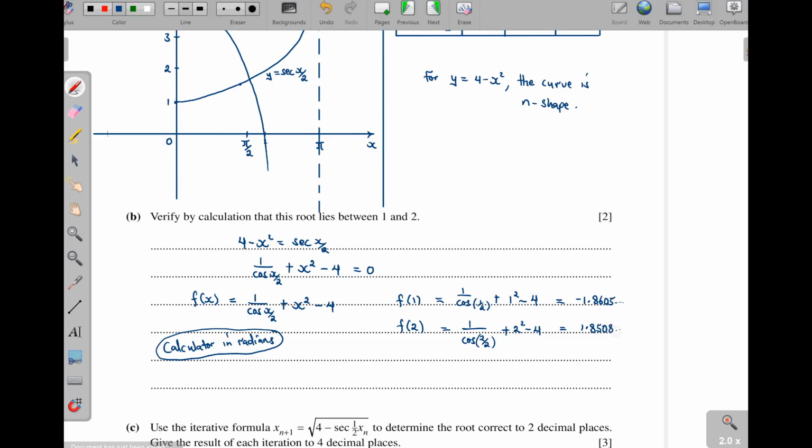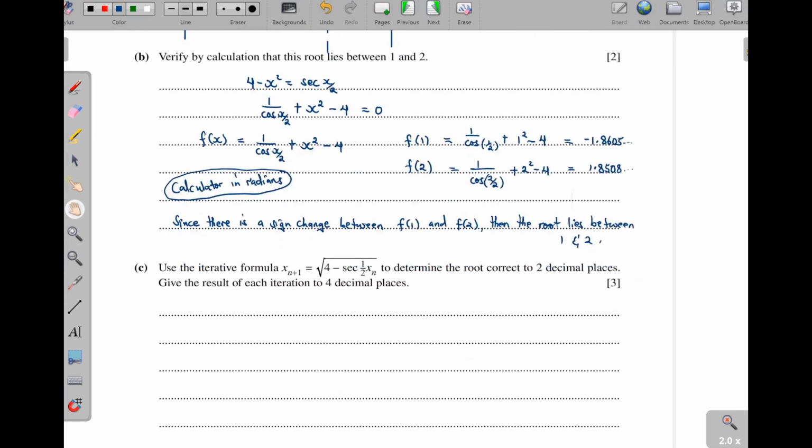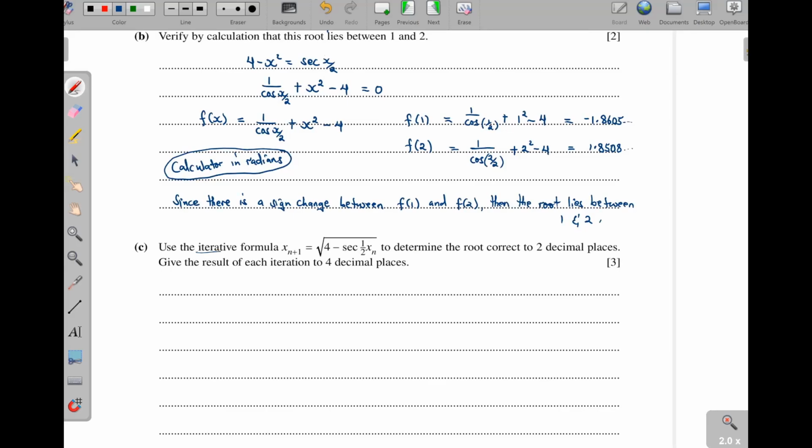1.8508. So this one is positive. So we conclude and say that since there is a sign change between f1 and f2, then the root lies between 1 and 2. Then part C, use the iterative formula, this one, to determine the root, correct to 2 decimal places, give the result of each iteration to 4 decimal places.